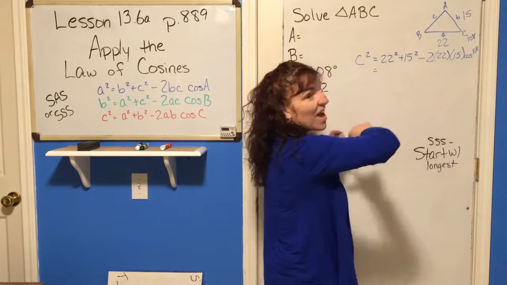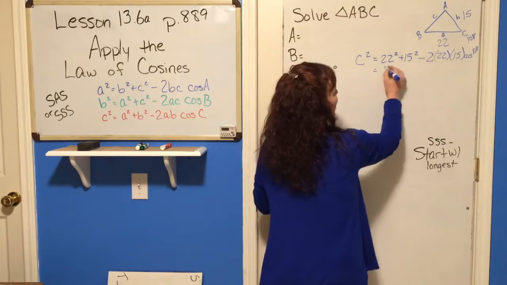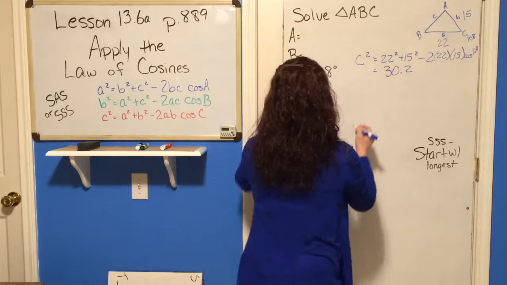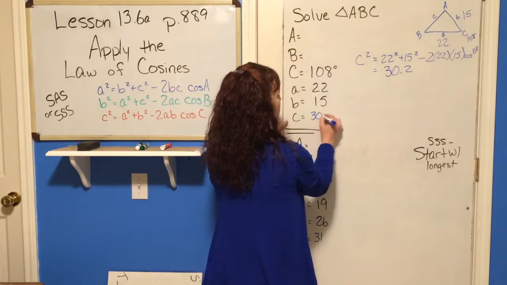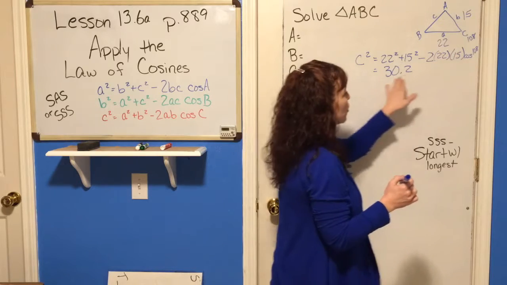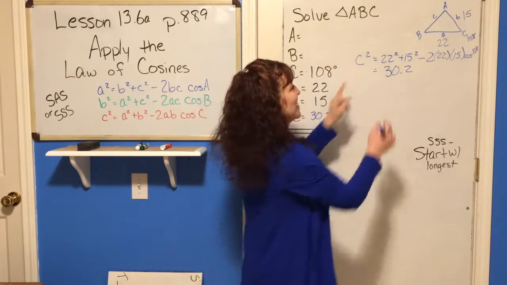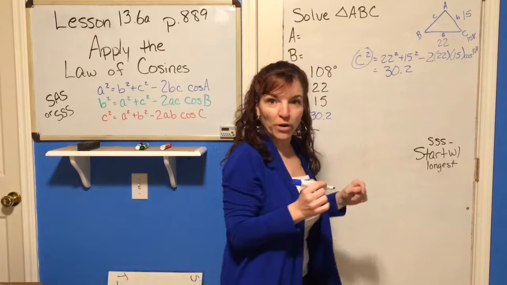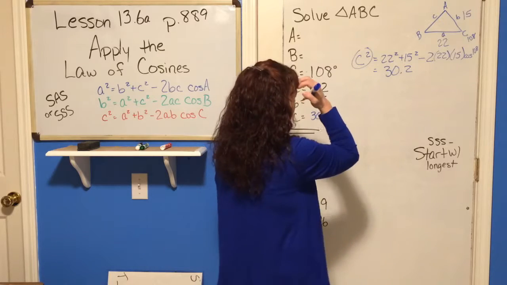Don't forget you want to have this in degree measurement, and that'll be 30.2. So this side is 30.2. Don't forget when you get to the end after working all of this out, you're going to have to take the square root because this side is c squared. Okay, so don't forget that part.